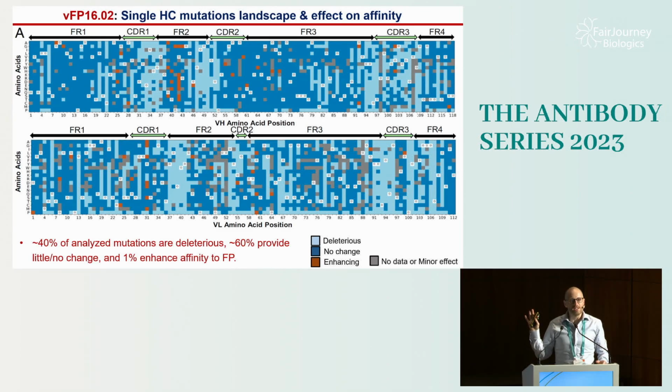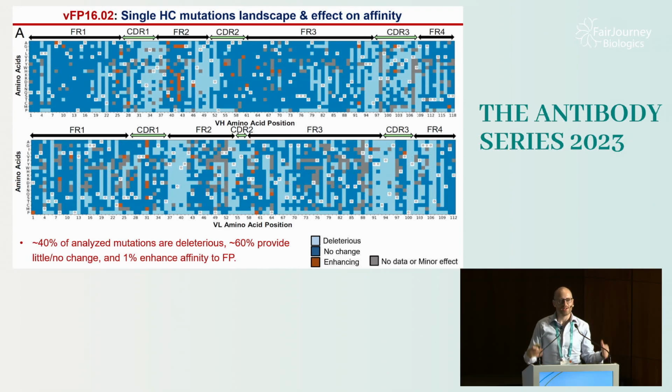So this is just a heat map. The y-axis shows all the different possible amino acids at each site, and the x-axis shows the position along the gene, this is just a template numbering scheme. The white circles are actually the native form of that particular antibody, and you can see that only around 1% of mutations will enhance affinity, versus around 40% of mutations are deleterious. They're really going to end up knocking down affinity in one way.